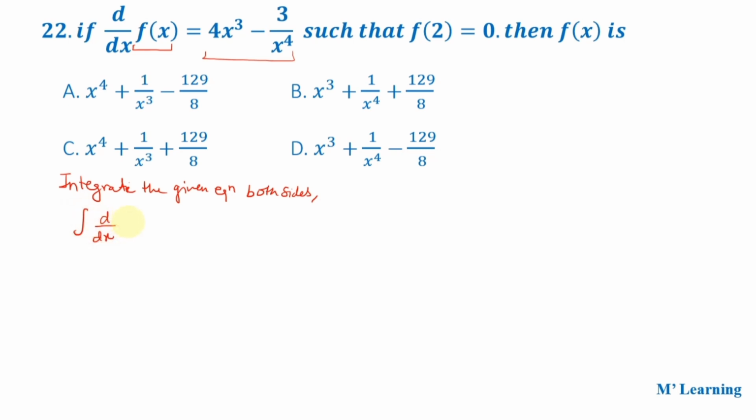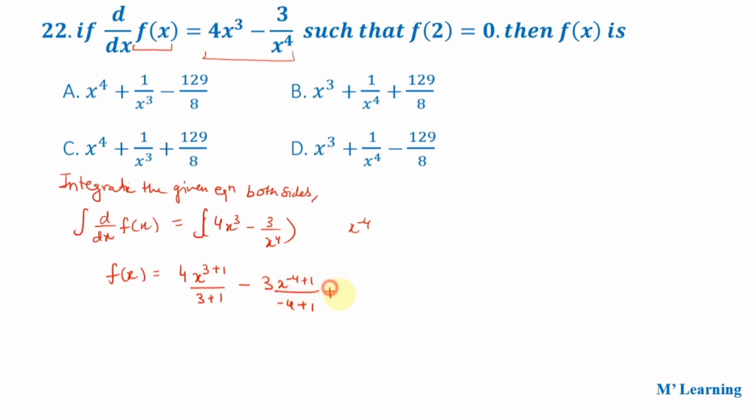So integration d by dx of fx is equals to integration of 4x cube minus 3 by x to the power 4. इसको हम ऐसे इंटीग्रेट करेंगे दोनों साइड. So दोनों साइड यहाँ पे जब इंटीग्रेट करेंगे so we will get, यहाँ पे d by dx से integration cancel हो जाएगा so we get fx और यहाँ पे 4 as it is. x cube का integration will be x to the power 3 plus 1 upon 3 plus 1 minus 3. अब ये है x की power 4. So पहले हम इसको ऊपर भेजते तो ये हो जाता है x की power minus 4 जिसका integration होता है x की power minus 4 plus 1 upon minus 4 plus 1 plus c.